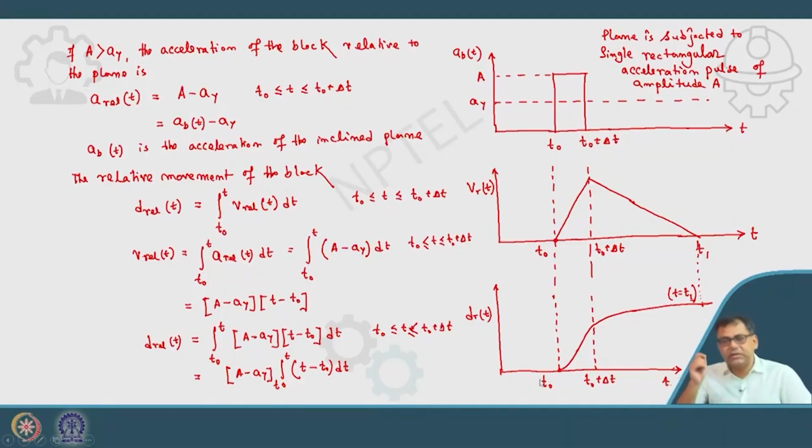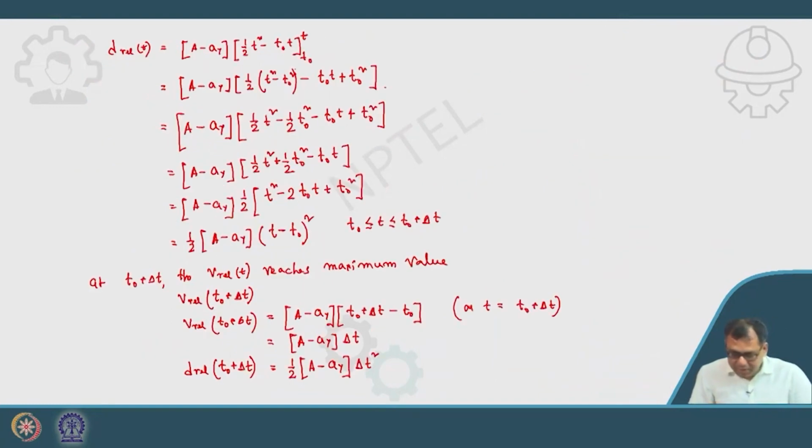Similarly, the displacement at t0 was 0, then this relative displacement will increase as the applied acceleration A is greater than the yield acceleration. Then this relative movement will come into the picture. I have already derived that the maximum velocity is A minus Ay into del t, and at that point, t equal to t0 plus del t, the relative displacement is half into A minus Ay into del t square.